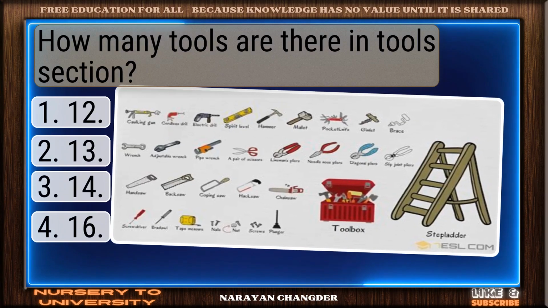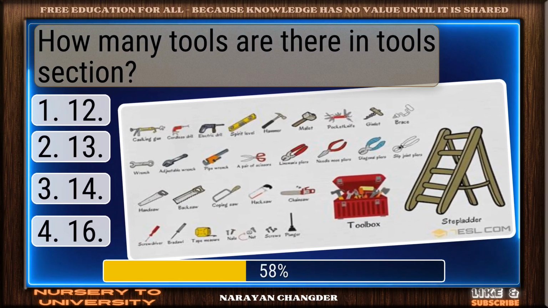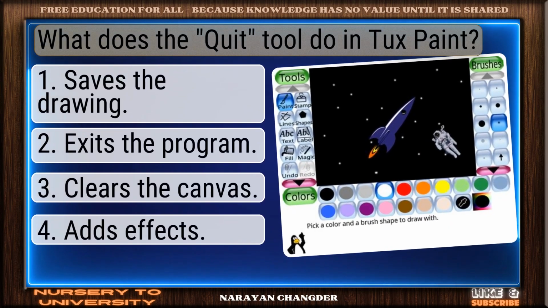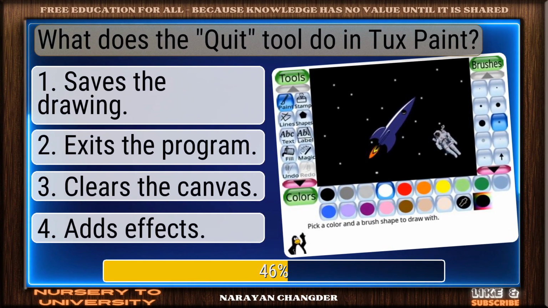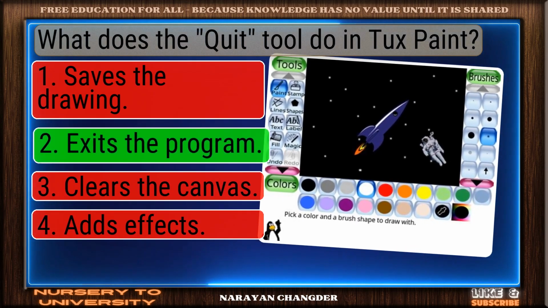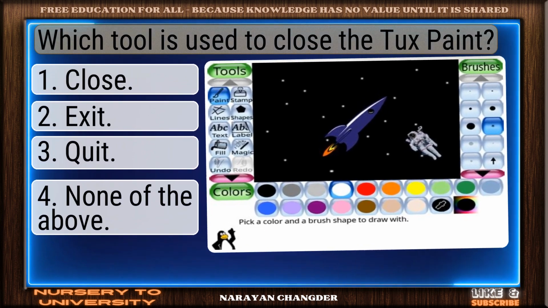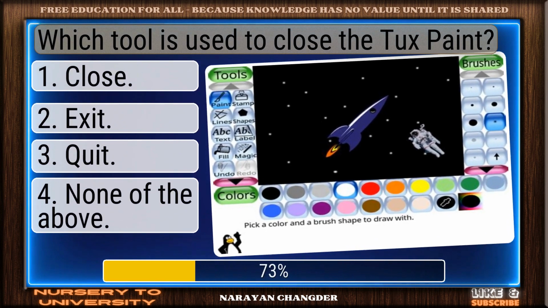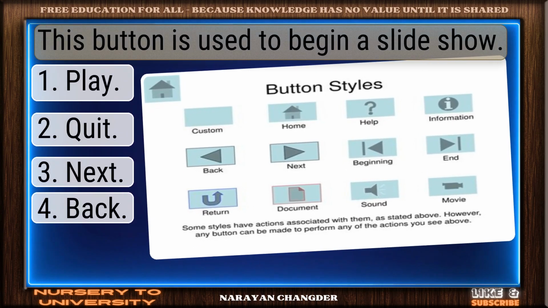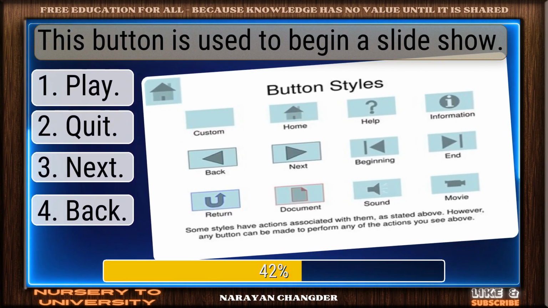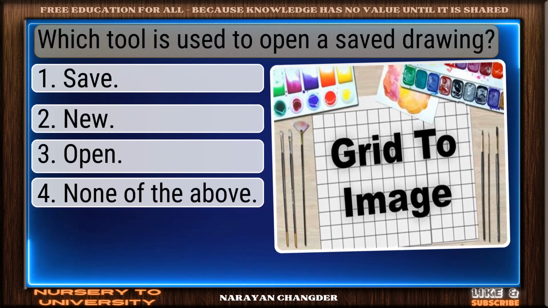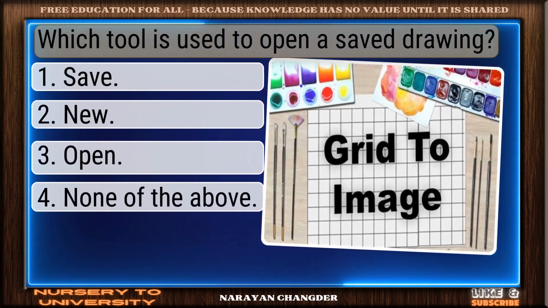How many tools are there in Tools section? Nice selection. 16 is correct. What does the Quit tool do in Tux Paint? Strong choice. Exits the program is right. Which tool is used to close the Tux Paint? Correct. Quit is spot on. This button is used to begin a slideshow. Clear logic. Play is sound. Which tool is used to open a saved drawing?